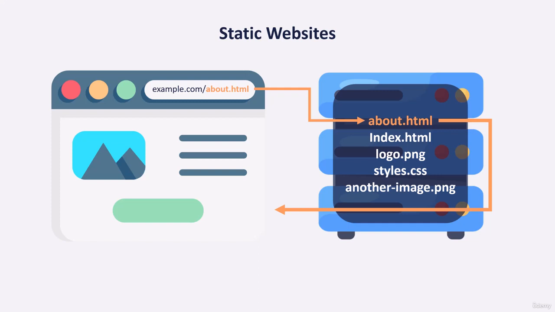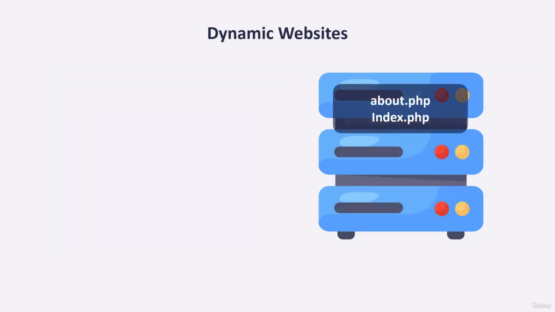Websites that deliver the same files to the browser are known as static websites. It doesn't matter how many times visitors refresh the page. They're delivered the same files. Nowadays, most websites are dynamic. Rather than delivering the same page, pages can be tailored to our users to provide a unique experience. Websites that generate unique content are known as dynamic websites.